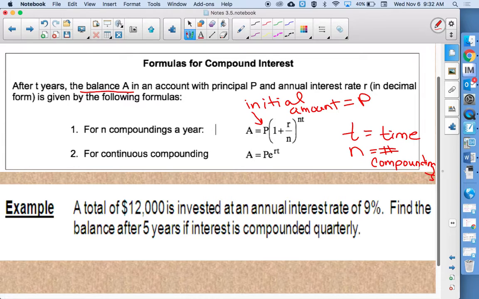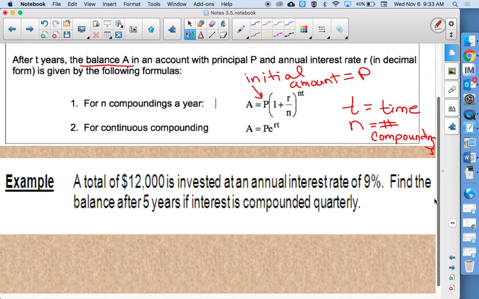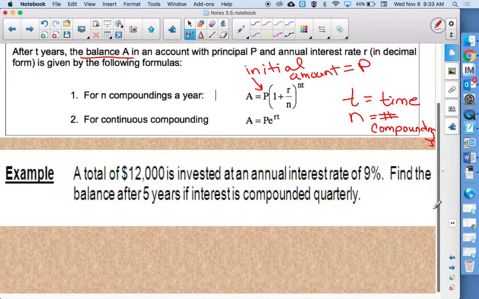Two different formulas because it depends on how the question is asked and how your money is calculated. So if it's 12 times a year because it's monthly, or quarterly, we would use the first option. The PERT formula would be if it's compounded continuously, which essentially is every little split second that exists. It's just always earning interest on your money.